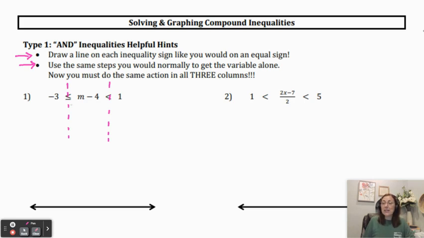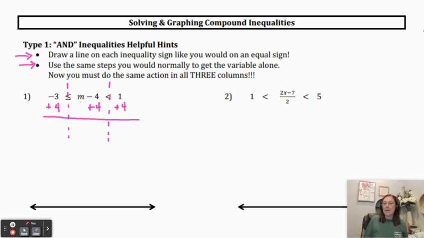All right, now take a look in the middle. You see m minus 4. So you're asking yourself, what's happening to the variable? It's being subtracted by 4. So we have to do the opposite of subtracting 4, which is to add 4. Now watch where I do that, though. I have to do it in 3 columns. I've done it in the middle column. I have to do it in the left column, and I have to do it in the right column. All 3 columns need that plus 4.